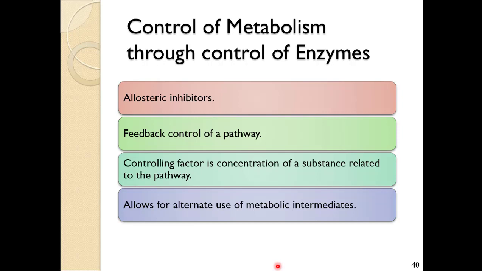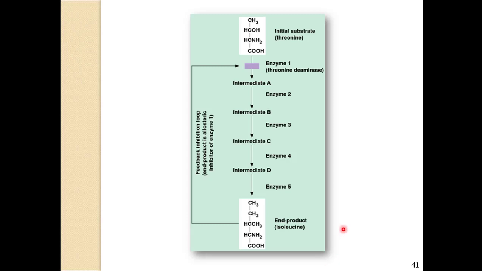So let me show you this as a pathway. This is very typical of how your body works, this pathway shown here. Here you can see that what we have is threonine, and we want to turn threonine into isoleucine.